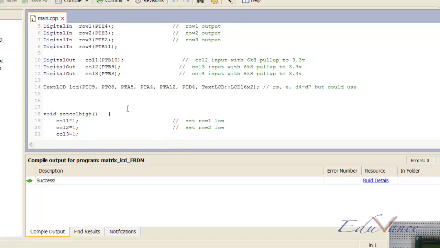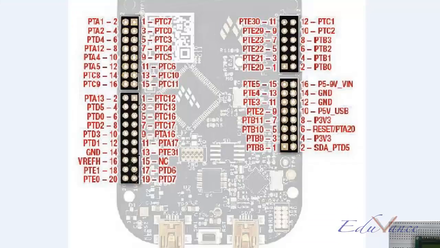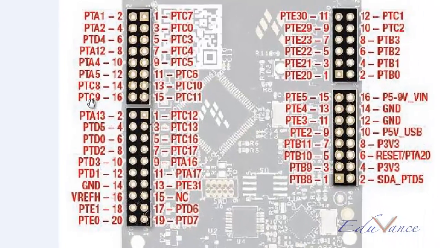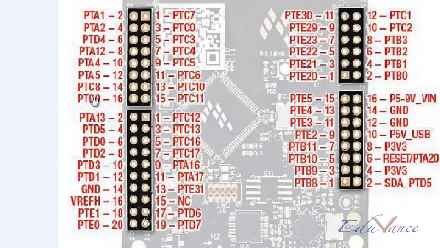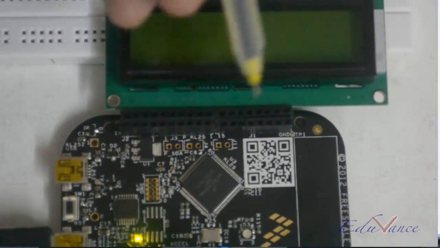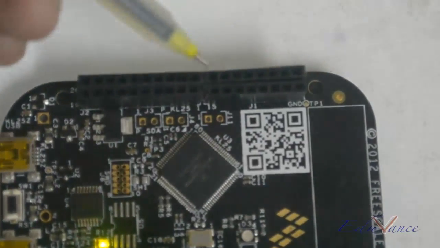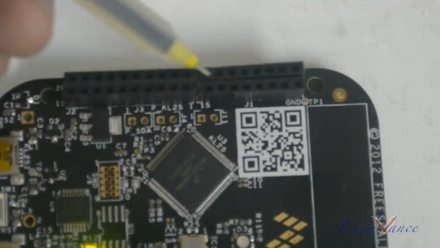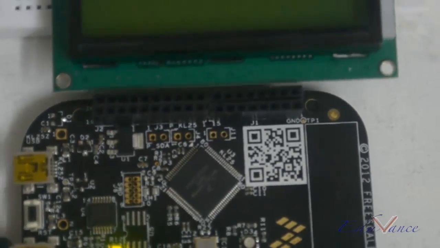So as per our code and what I explained, PTC9 will be connected to your register select, PTC8 will be connected to your enable, PTA5 will be connected to your data bit 4, PTA4 will be connected to your data bit 5, PTA12 data bit 6, PTD4 data bit 7. So we'll be using these terminals, which on your embed board are right here. These are the terminals starting from 1, 2, 3, 4, 5, 6. These are your terminals, and we will be connecting it up to your LCD.